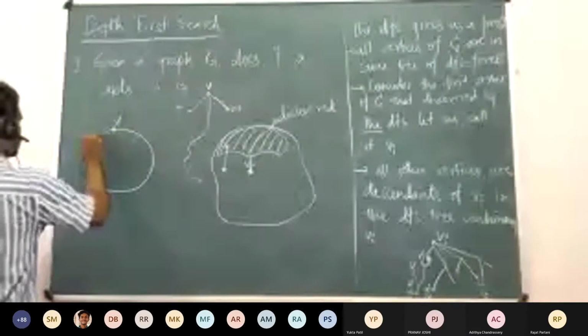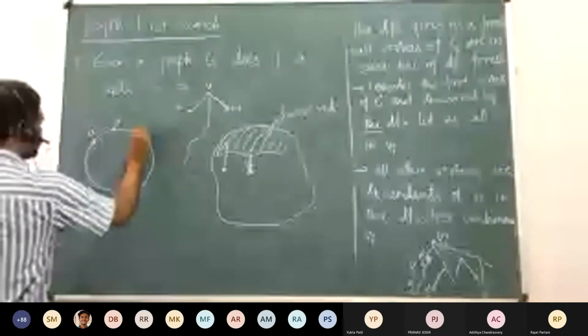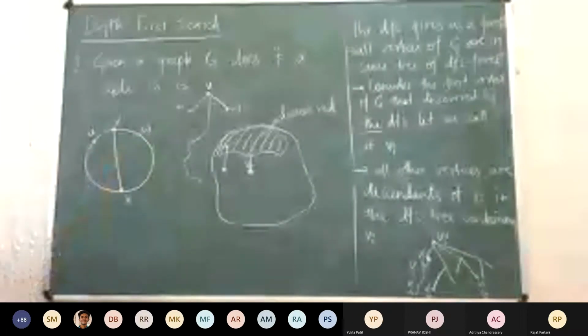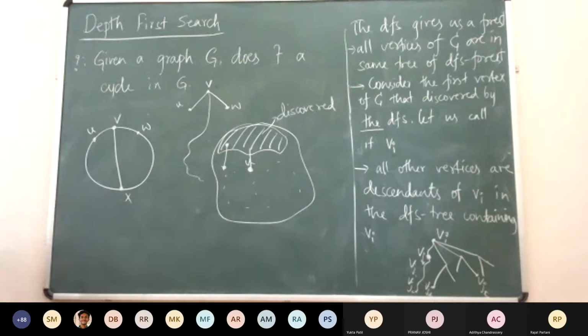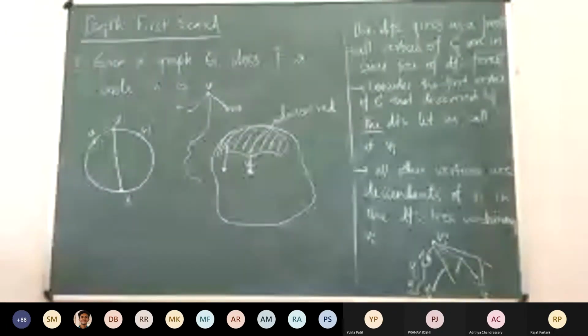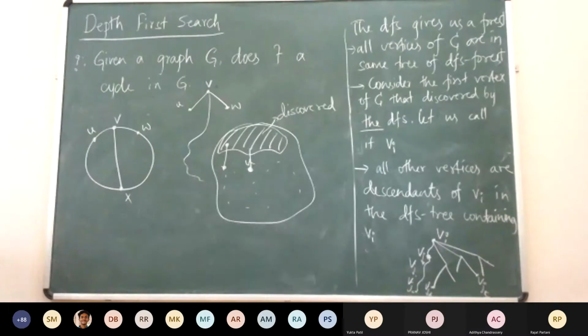Let's see. Suppose there is a cycle. This is the cycle. You have V here. This is U. This is W. Suppose there is some X here. Suppose there is an edge here. What happens if I take the edge VX in the DFS first? Then will U and W always have an ancestor descendant relationship?